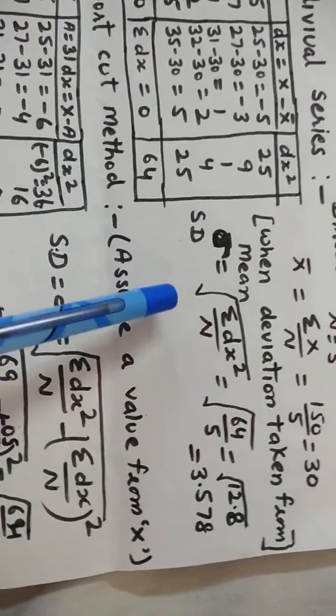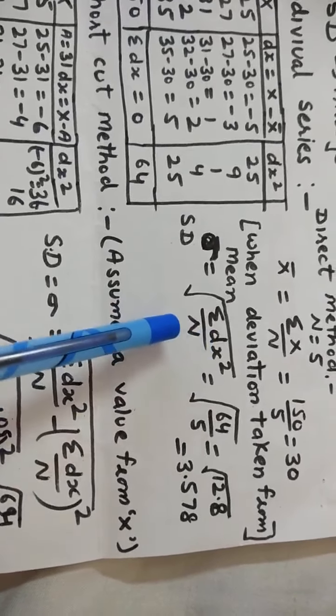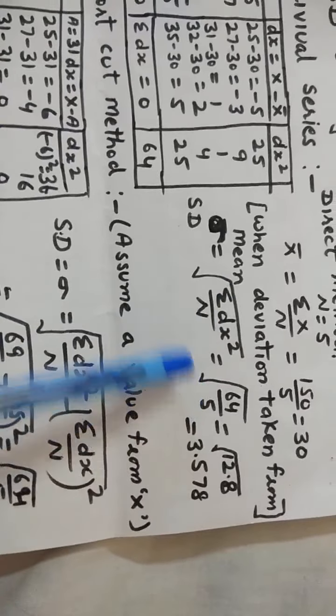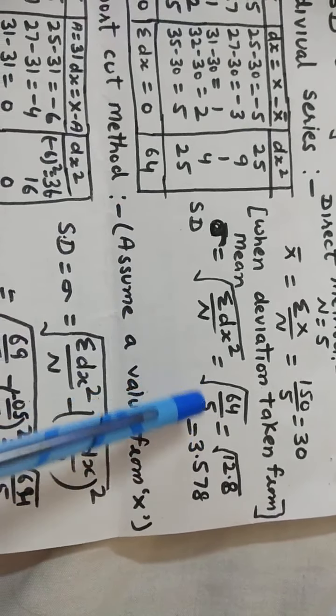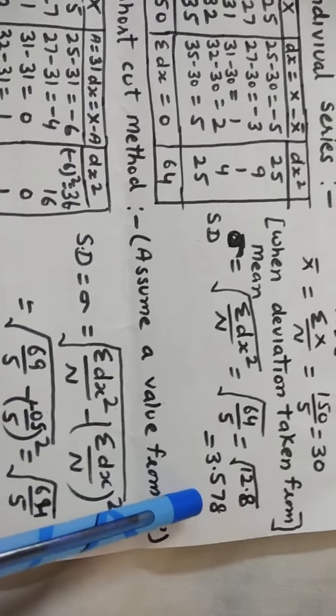Formula for calculating standard deviation is summation dx square over n whole square root. 64 divided by 5. By taking square root we get 3.578.